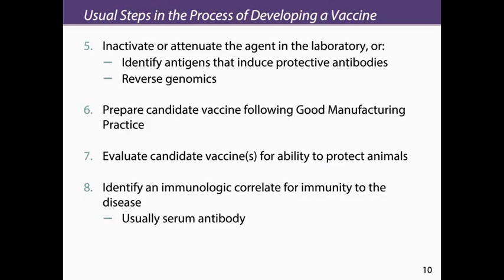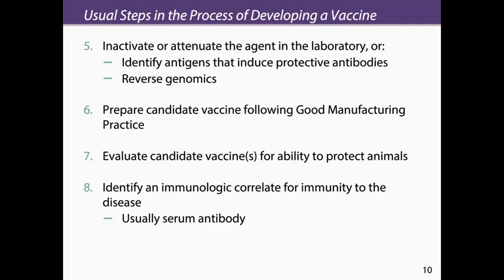Moving on, we need to then inactivate or attenuate the agent in the laboratory, or identify the individual antigens that induce protective antibodies. There's a new modern process called reverse genomics, where they actually are searching the entire genome of organisms to try to figure out which proteins can then be used to induce a protective immune response.